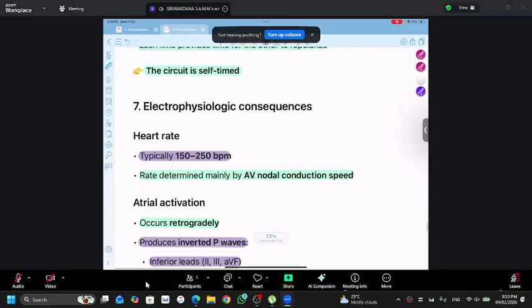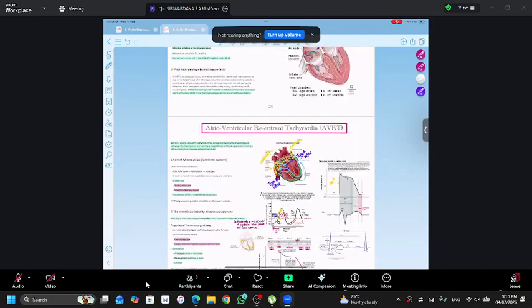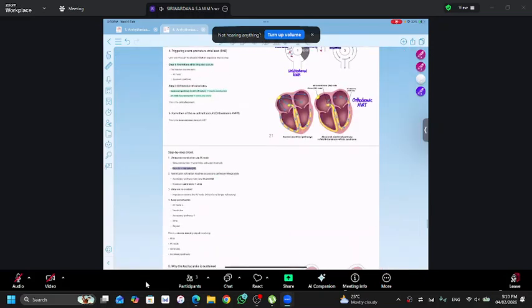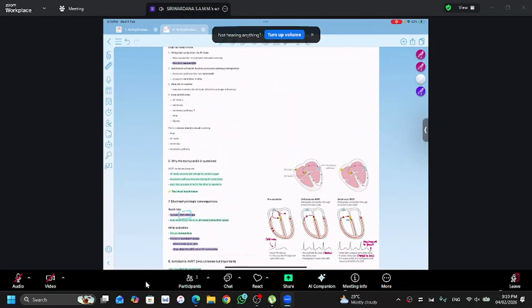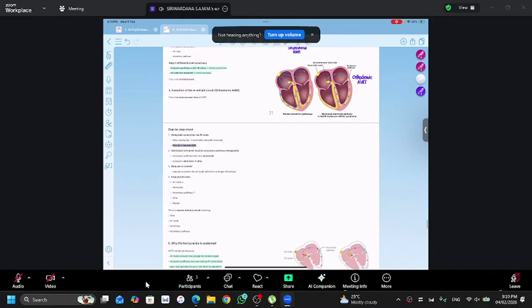Typically, the rate will be around 150 to 250 beats per minute. So that is basically what can happen in Wolff-Parkinson-White syndrome. Then, there are a few other nuances we need to talk about as well. You have two types basically.